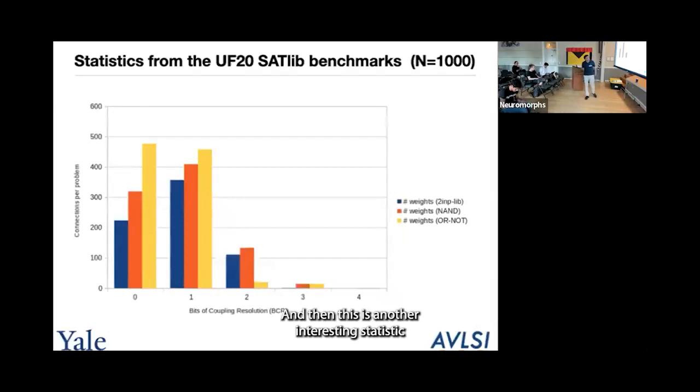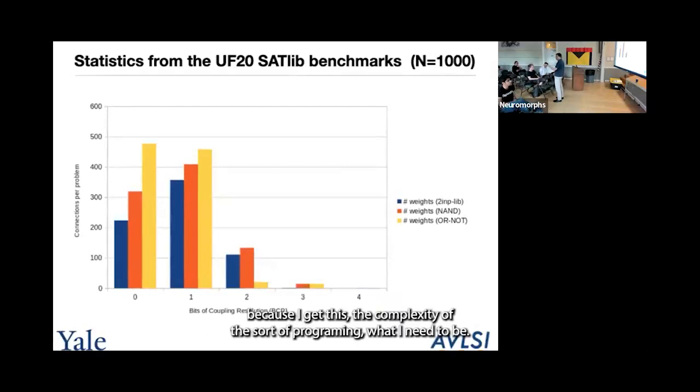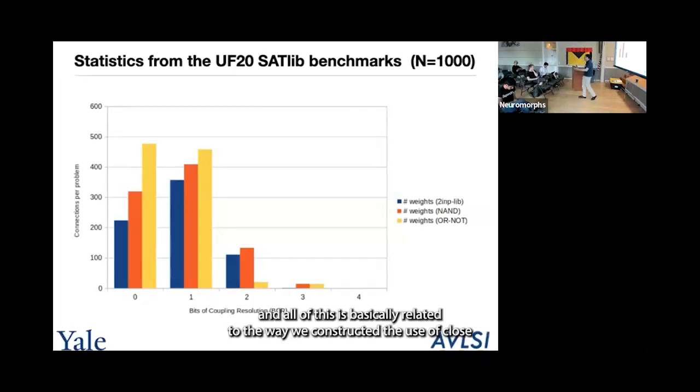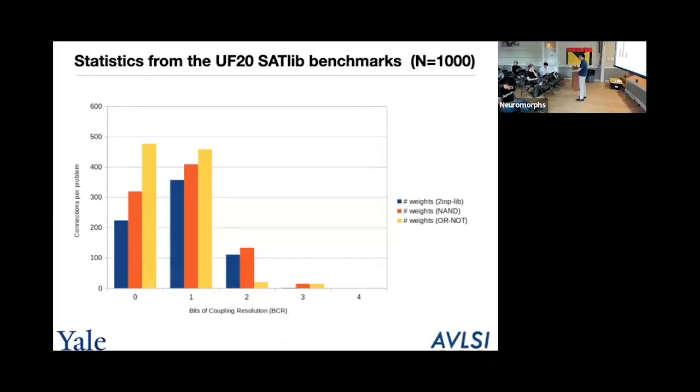And then this is another interesting statistic: how many bits of resolution do I need for my weights? Because again, this is the complexity of the coupling weight circuit, right? How programmable I need to be. But at least for SAT, the news is really good. I need three bits or less of precision in my weights. That works. Okay, so that's a perfectly feasible thing. It's not like 16 bits of precision in the weights. And all of this is related to the way we constructed the Ising instance from SAT.